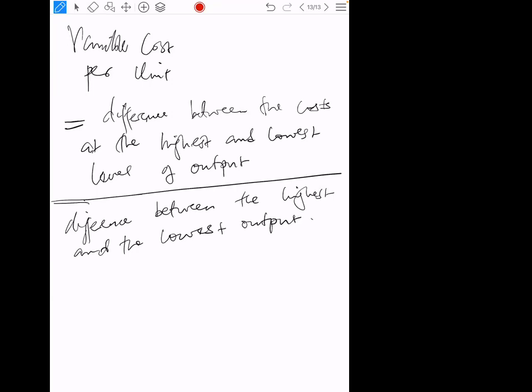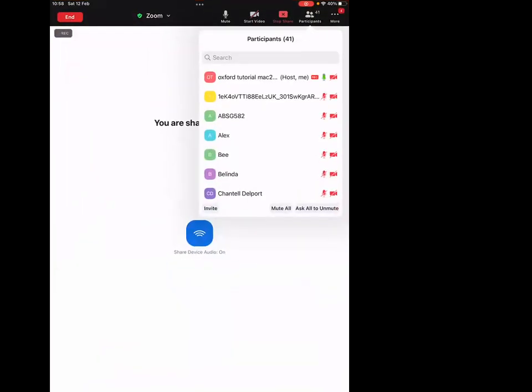All right, the output, good people, is measured in units, and our costs are measured in rands. So the numerator is going to be the difference between the rand amounts. The denominator is going to be the difference between the levels of output. So they are going to give you the total cost and the different levels of output. Then they ask you to calculate the variable cost per unit. Yes, that's what is going to happen.